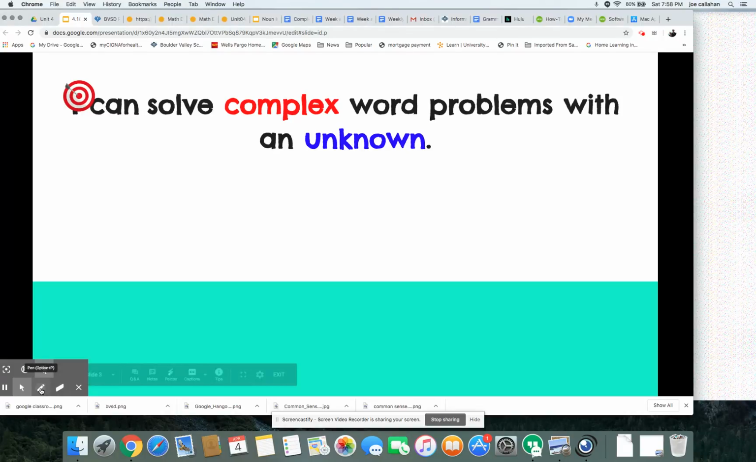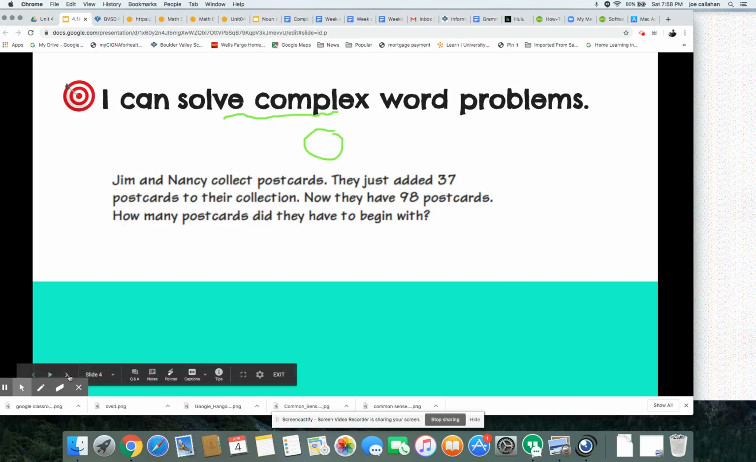Who remembers what an unknown is? Un means not, and if you know something, right, it's the number that's not known. It's the part that we're looking for, the part that we're missing. Complex is just a fancy word for tricky. So these word problems are going to be tricky today, mathematicians. That means you need to be ready to show some grit and not give up. All right, here we go.